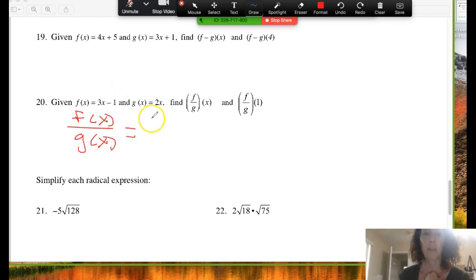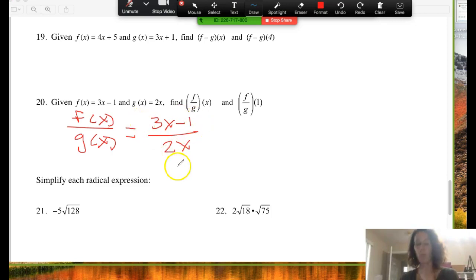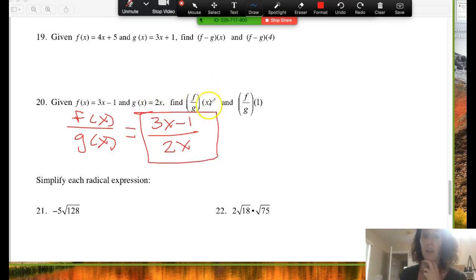So I'm going to take my f of x function, which is 3x minus 1, and divide it by my g of x function, which is 2x. Now, if this could divide or simplify, you would. You can break this apart, but it doesn't help you. So this will be f divided by g of x.